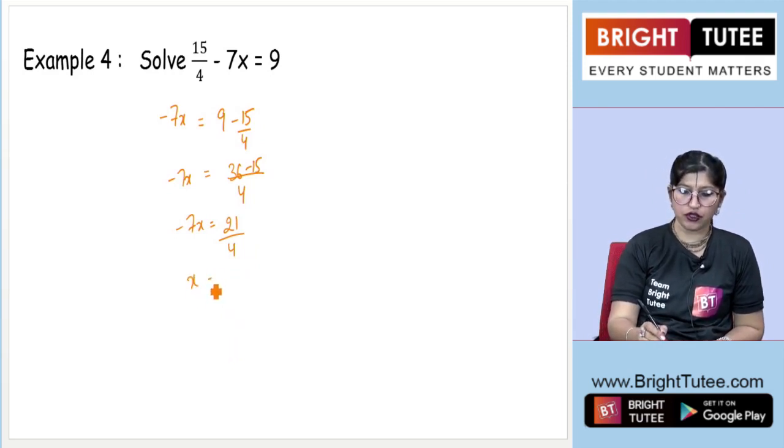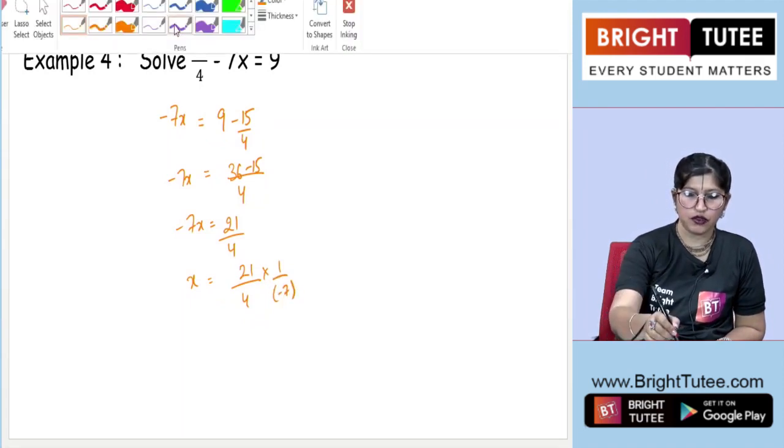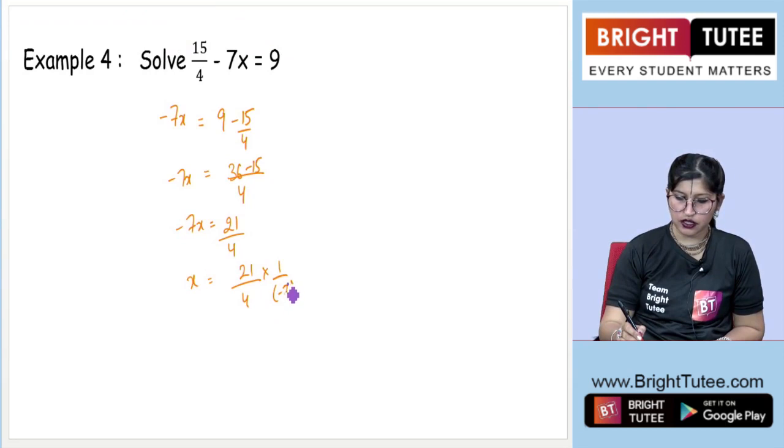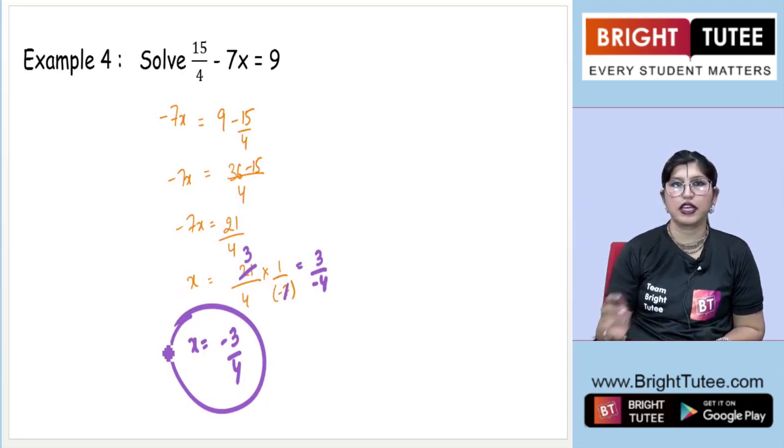Now we have x over here, 21 by 4 into 1 upon minus 7. So we'll be dividing here like this, cancel this out, and this will be 3. So we'll be getting 3 over minus 4. So x will be minus 3 by 4, which is the solution of this equation.